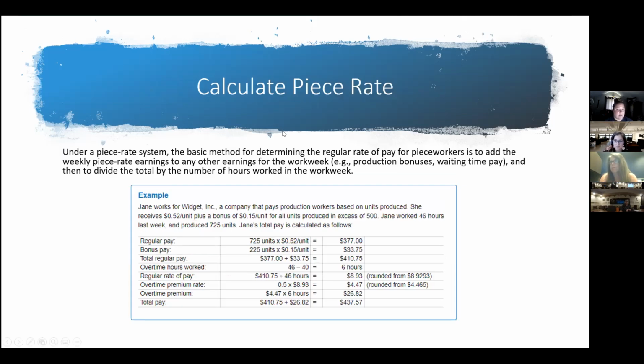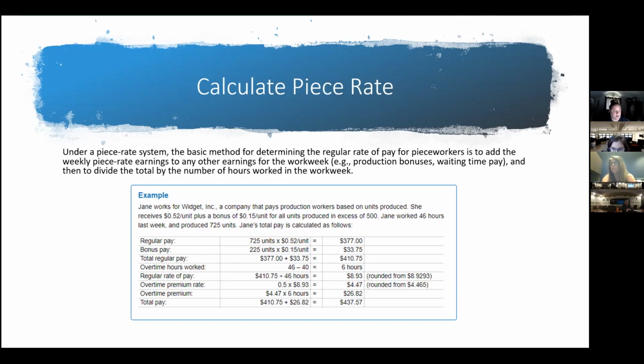Piece rate. Piece rate is always fun. We have to figure out the regular rate of pay in order to be able to calculate the overtime premium. So under a piece rate system, the basic method for determining the regular rate of pay for piece workers is to add the weekly piece rate earnings to any other earnings worked for the work week, and then divide by the total number of hours.